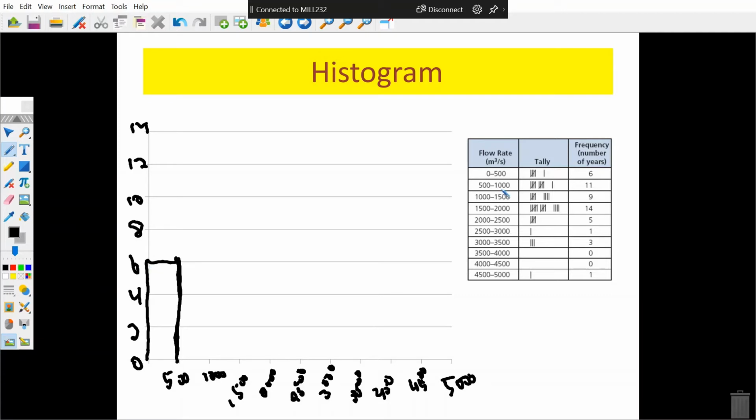Between 500 and 1,000, the frequency was 11. So I'd go up to 11 for 500 to 1,000. Try to clean this up a little bit. Between 1,000 and 1,500 happened 9 times. So that's between 10 and 8. Then 1,500 to 2,000 happened 14 times. That's up here.